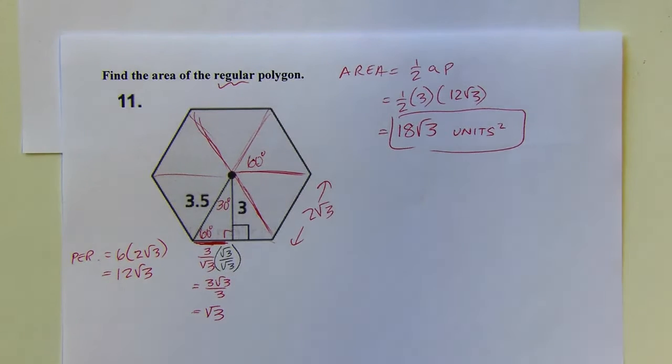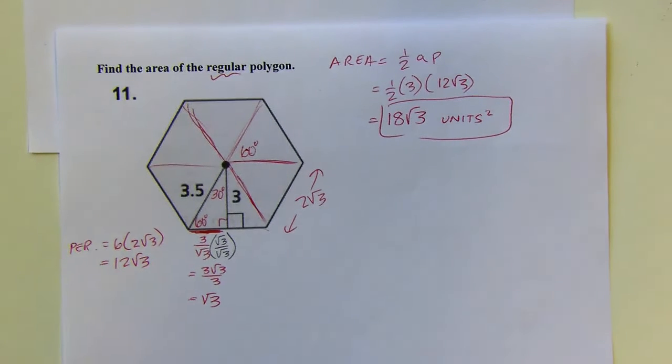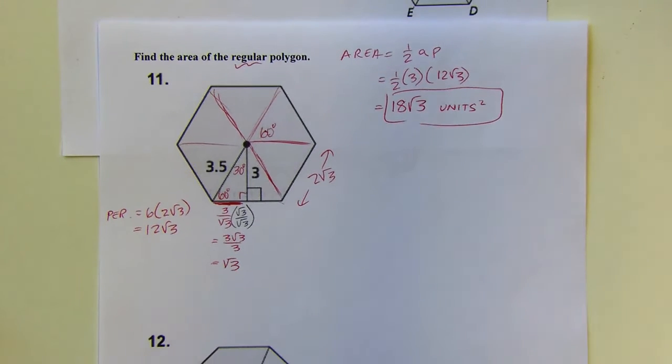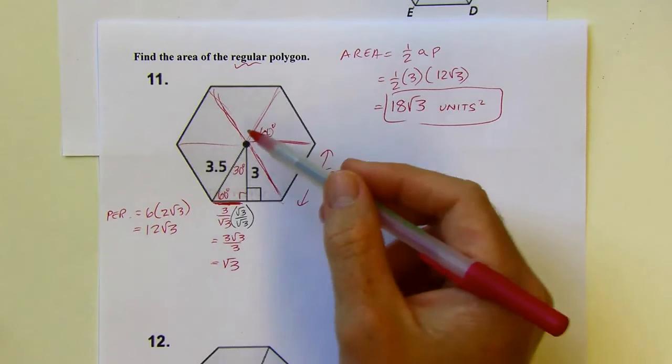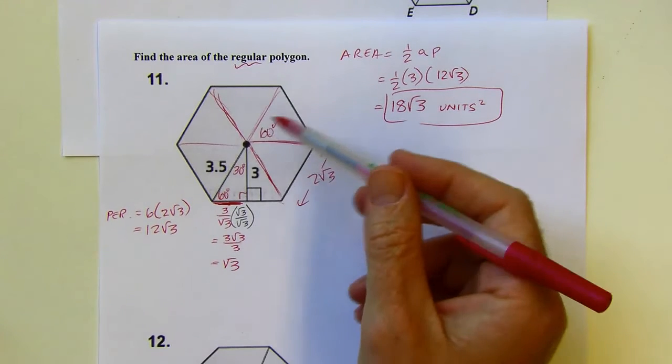All right, so that problem, I used a special right triangle because anytime you cut up a hexagon, a regular hexagon, you'll get equilateral triangles.